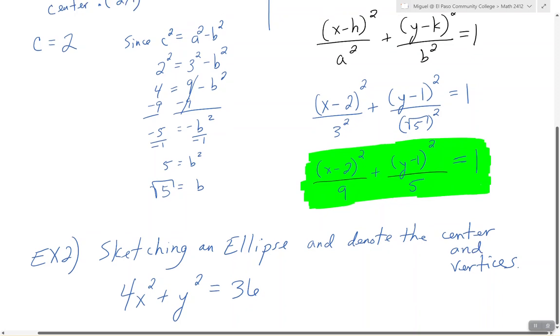Example 2. We're going to sketch this ellipse given to us, 4x squared plus y squared equals 36, and then also given the center and vertices after we graph. The vertices being the points at the end of the major axis, right?